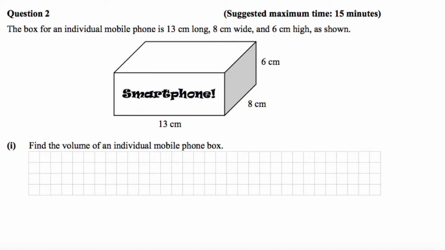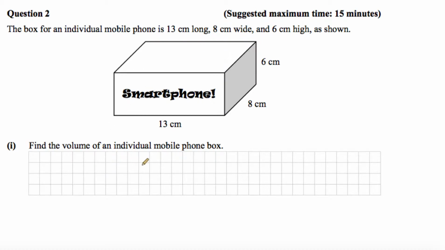So this is the 2014 Junior Cert Higher Level Paper 2, and we're looking at question number 2. The box for an individual mobile phone is 13 centimeters long, 8 centimeters wide, and 6 centimeters high, as shown. Part 1 says find the volume of an individual mobile phone box.